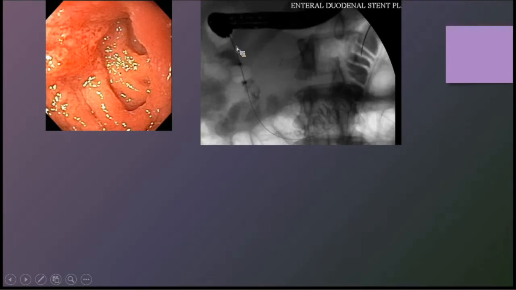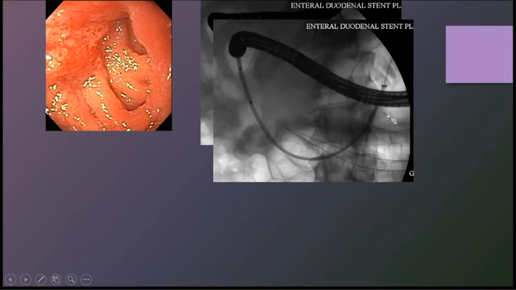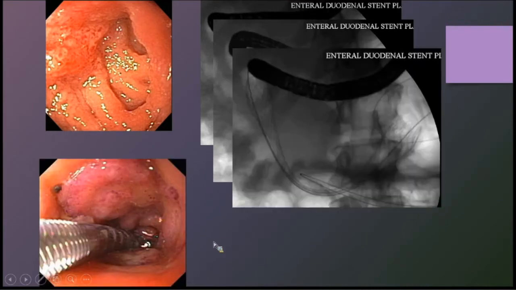And then under fluoroscopy, what we do is we advance a wire. And so here's my scope in the stomach. And then here's a wire going all the way across the duodenum. So this is sort of D2, D3, and up to the ligament of Treitz. And this is the stent catheter here. And that's our stent catheter.